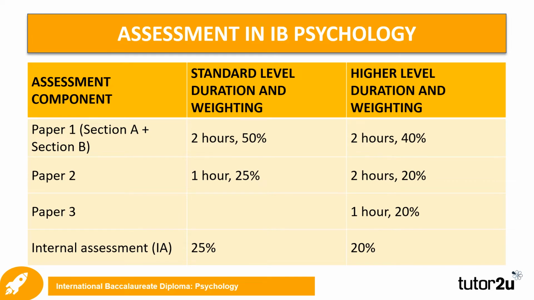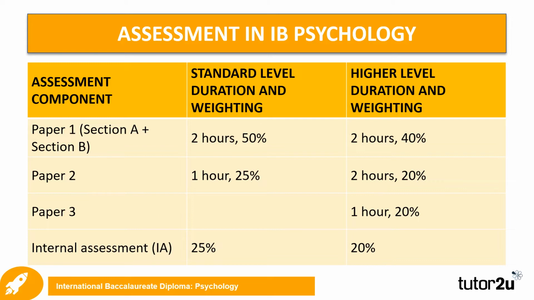Assessment in the IB Psychology course consists of papers and internal assessment. This session deals with the papers and the next session is about internal assessment. Paper 1 is worth 50% of standard level students' IB Psychology grades. Paper 2 and internal assessment are worth 25% each.